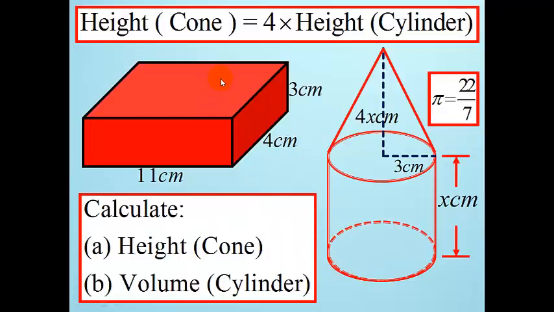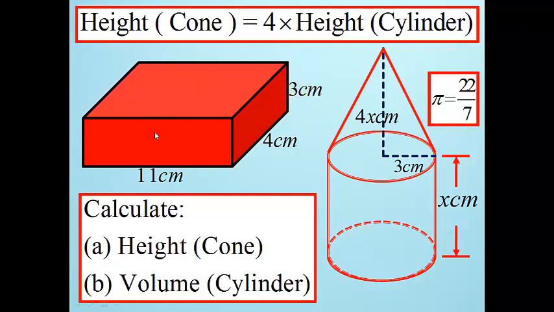Now, let's take note of this question. Assuming we are given this solid cuboid, the length of this solid cuboid is 11 centimeters, the breadth is 4 centimeters, and the height is 3 centimeters. Now, let's do this analysis. Assuming that this is a metallic cuboid of length 11 centimeters, breadth 4 centimeters, and height 3 centimeters.